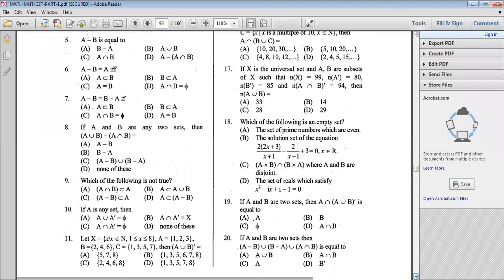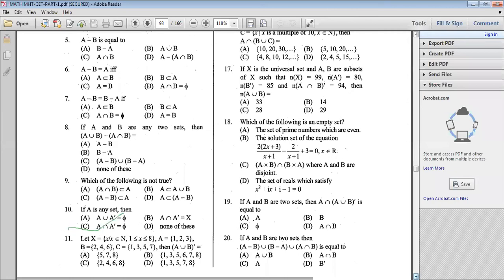Look at the 10th problem. Capital A is any set, then A union A dash is equal to pi. Is this equal? What is A union A dash? A union A dash is the universal set, that is U, which is X. A union A dash is X.